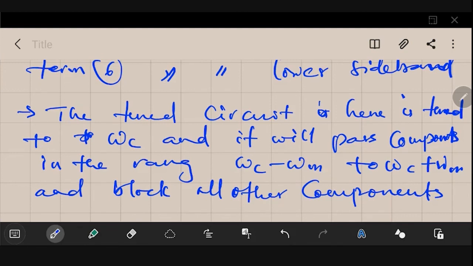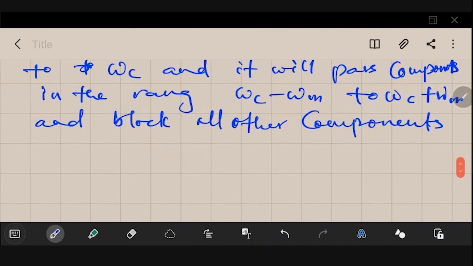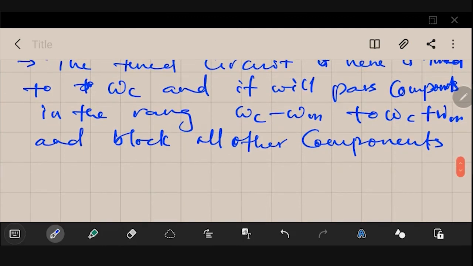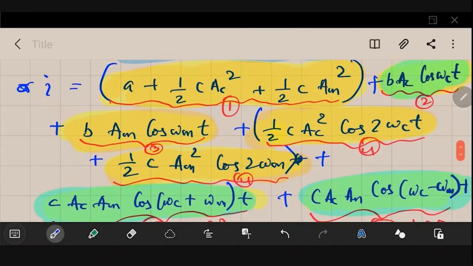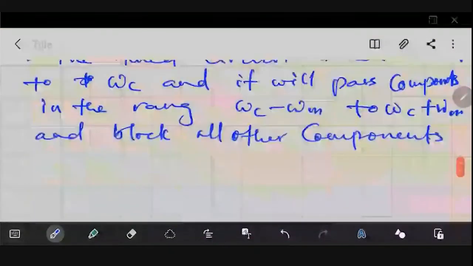So therefore, the required expression for output current will be how much? Let me write here. Let me once show you the different frequency components, then we will see the expression. So in your copy, just look at this equation: I is equal to A plus half C AC square. This equation is there. So just look at this in your copy, and then you see this diagram which I am showing you.